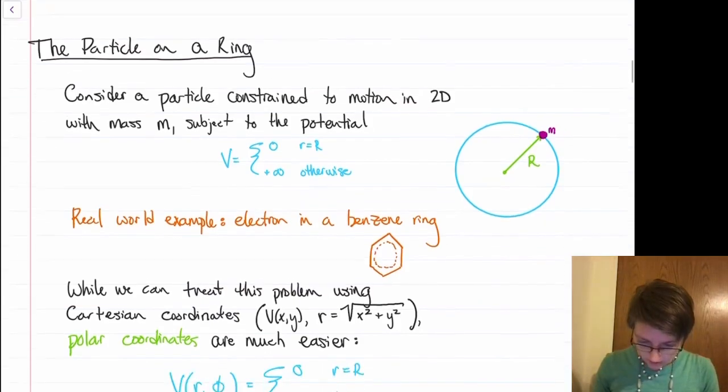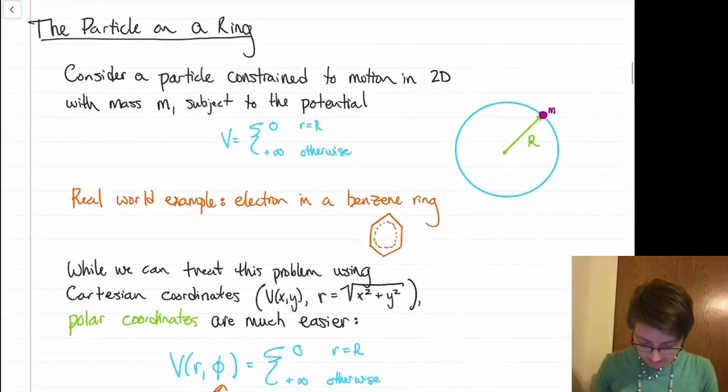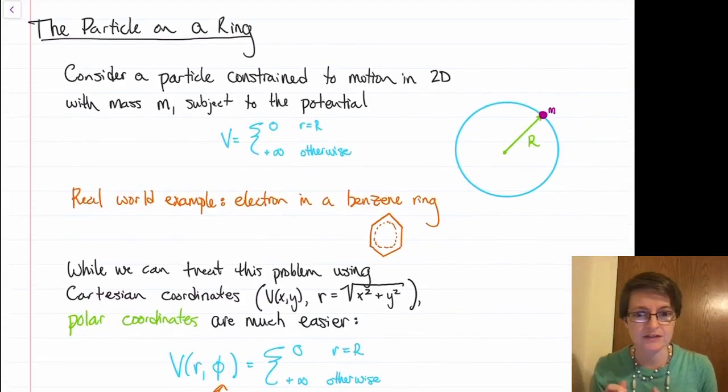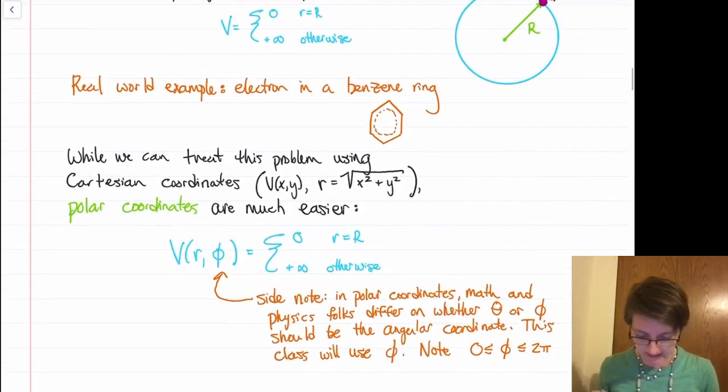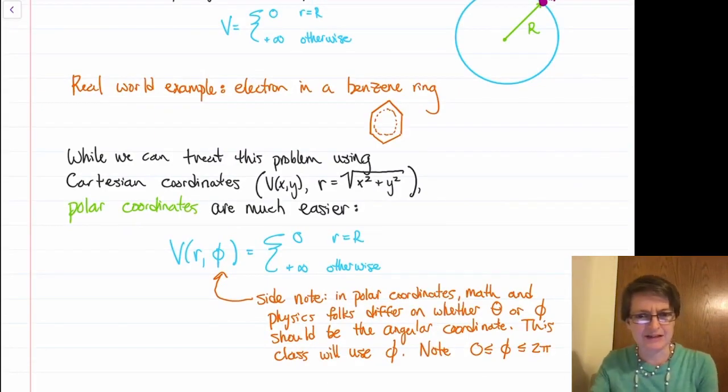Now, up until this point, we've been mostly working in Cartesian coordinates, so x and y, and when we start talking about three dimensions, x, y, and z. But the natural coordinate system for this type of problem is polar coordinates, where we replace x and y with the variables r and phi. And so the potential is the same, although now it makes a little bit more sense where this small r is coming from. It's one of our two polar coordinates.